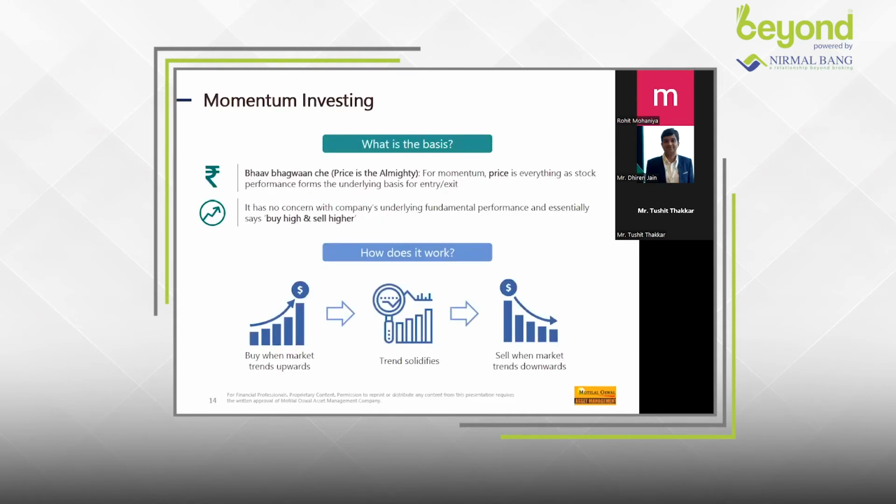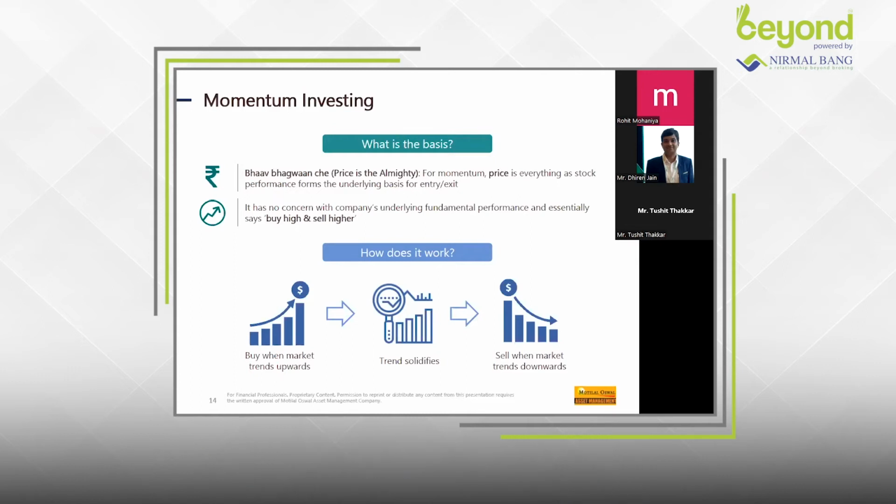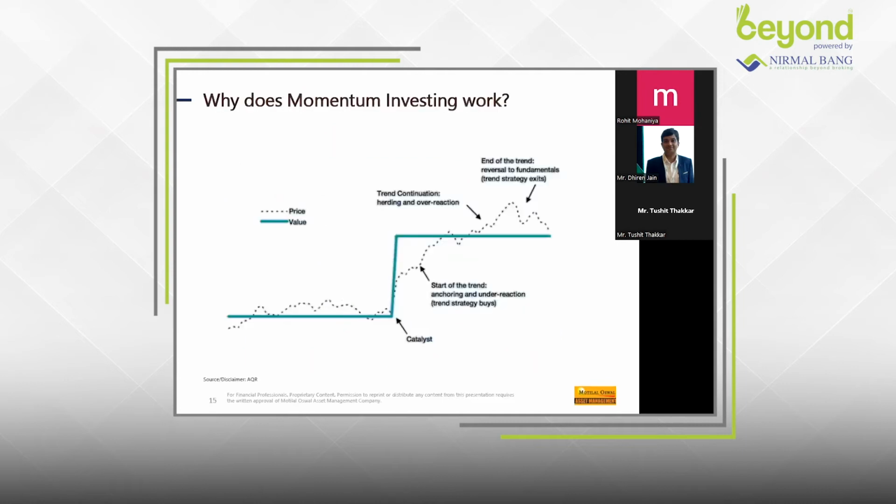So what is the basis of momentum? The idea is very simple. It's a principle, Bhav Bhagwan che. So price defines everything. Price will define which stock will get into the portfolio. Price will also define which stocks will get out of the portfolio. The idea here is not to buy low and sell high, because no one knows where the low is going to be. The idea is buy high, sell high. So buy when the market trends upwards. That point, buy the overall market, let the trend solidify, and start selling when the market starts trending downwards. That's the overall idea behind momentum.